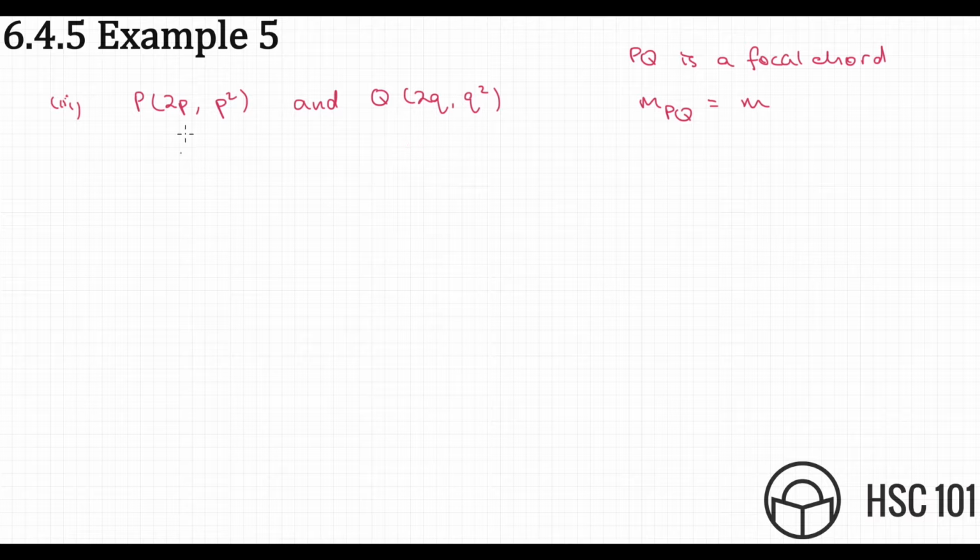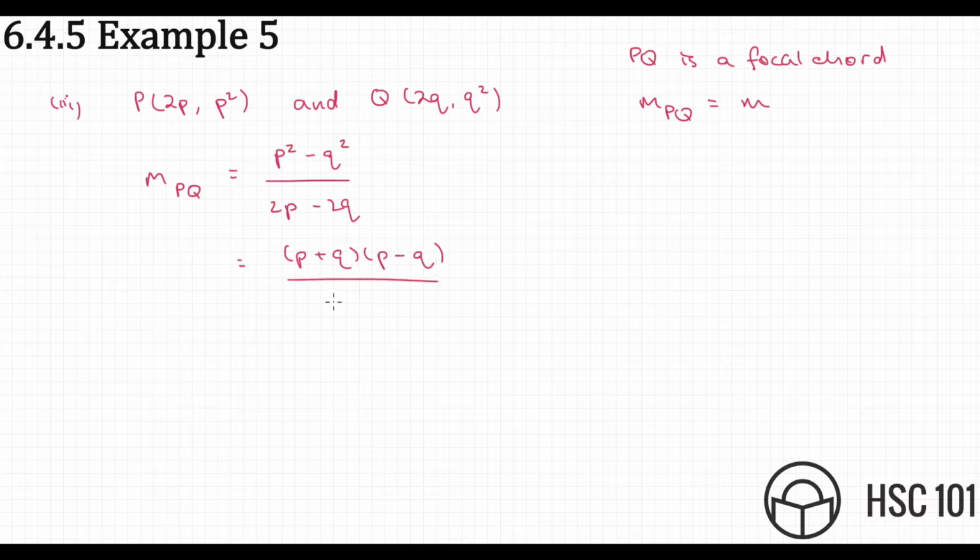If I take these 2 points, I've derived the equation of the chord numerous times before, but I'll do it again. The gradient of the chord PQ is given by rise over run. With appropriate factorization, looking at (p plus q) times (p minus q) over 2 lots of (p minus q), the p minus q's cancel away, leaving us with just half lots of (p plus q).